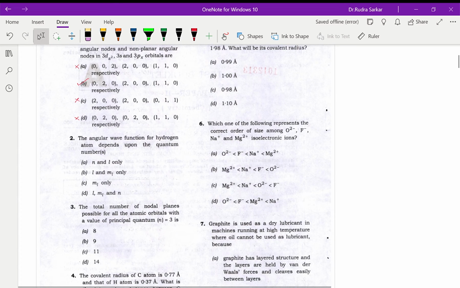Next, angular wave function for hydrogen atom depends on the quantum numbers. Over here answer would be l and ml.